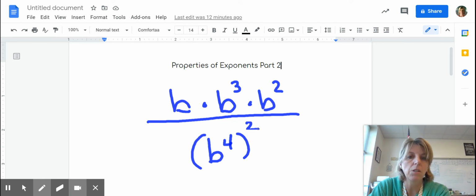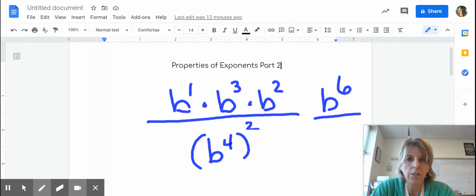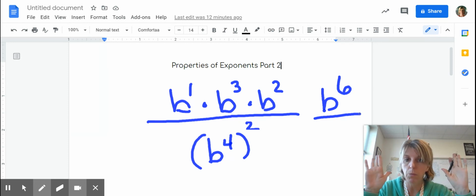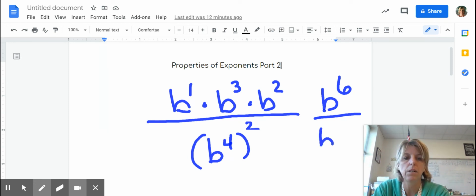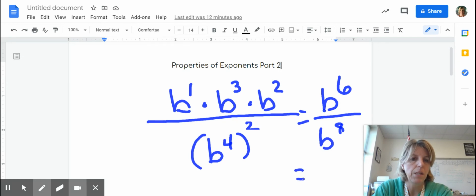All right, so we're just going to add. Doesn't matter how many they're multiplying, I'm still going to add. There's an invisible 1. So it's 1 plus 3 plus 2. That will be b to the 6th. What about the denominator? It could be a denominator, it could be a numerator, it can look lots of different ways, but if it does, that is power to a power boom multiply, right? Power to a power boom multiply, so it becomes b to the 8th. Then that's division, right? Division, b6 to b8, so it's 6 minus 8 is going to be b to the -2, b to the -2.